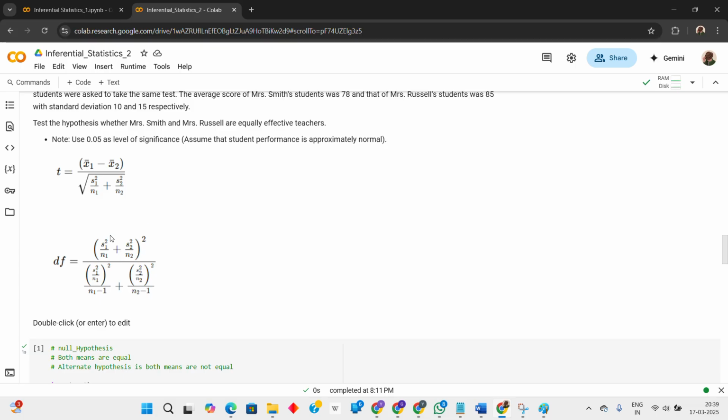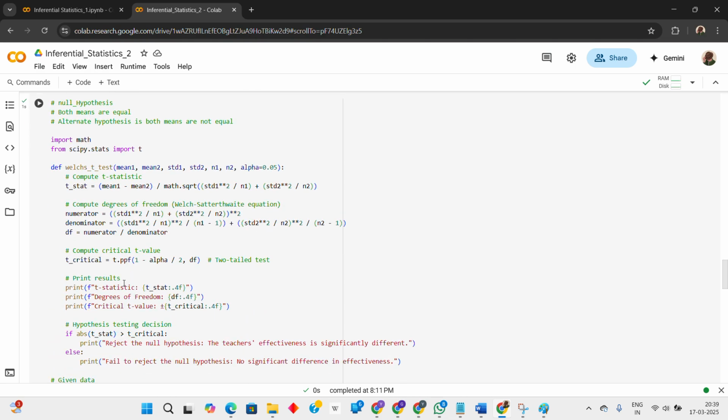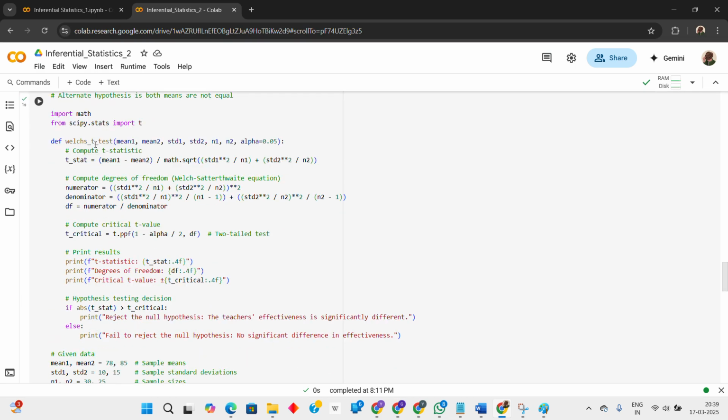Statisticians and mathematicians have already defined these formulations, and we have to use the same ones. Here, just for ease, we are considering one small function. In that function, I pass two different means, two different standard deviations, and two different numbers, like the number of students in group 1 and group 2, and then alpha. Alpha is the significance value, which is 0.05.